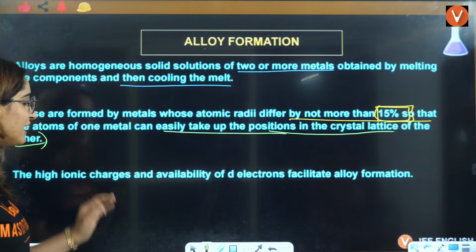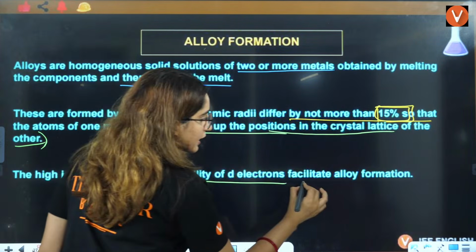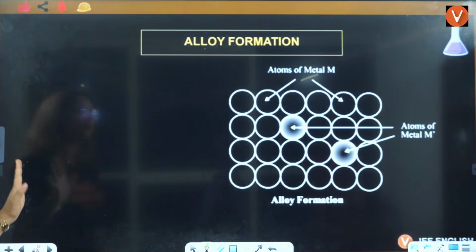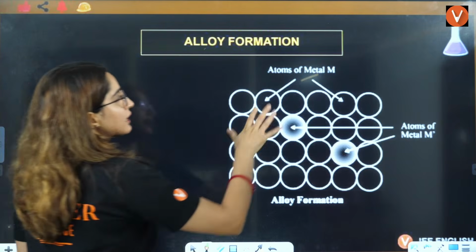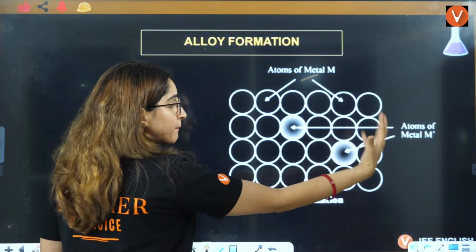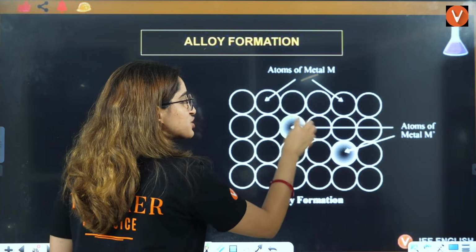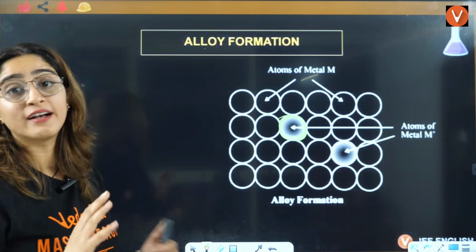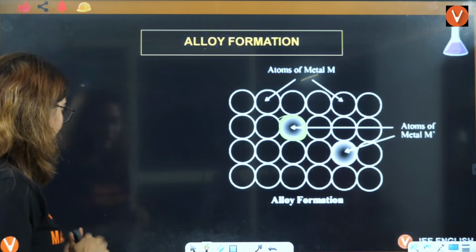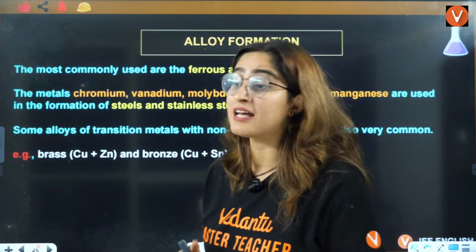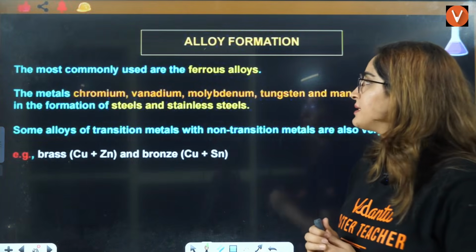The high ionic charges and availability of d electrons facilitate the alloy formation, right? So these are the properties. You can see that this is, let's say, metal M, this is metal M dash. Now M dash has to fit and exchange the positions with the metal M, right? For that, the radii should be correspondingly like equal to each other, which is there in d transition metals, or you can say d block elements, right?